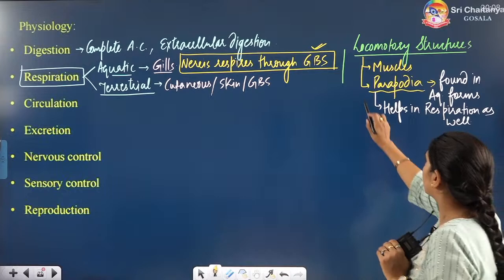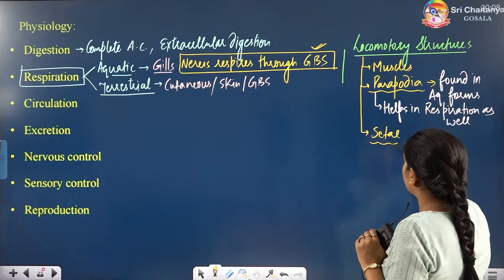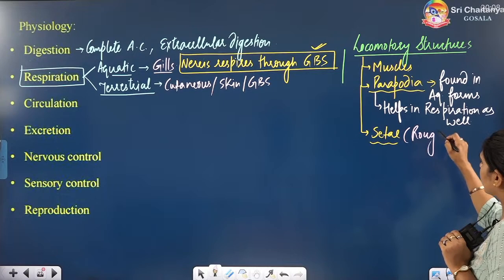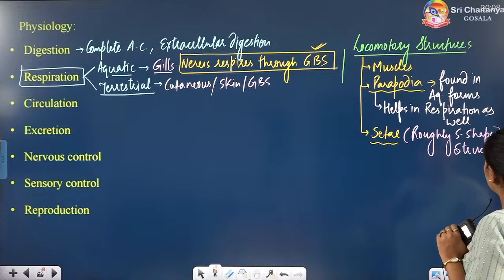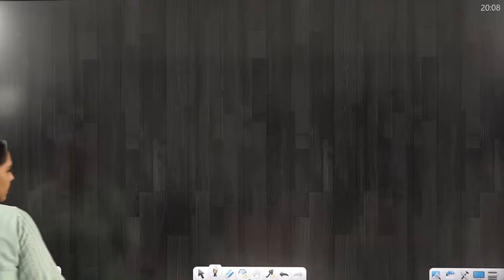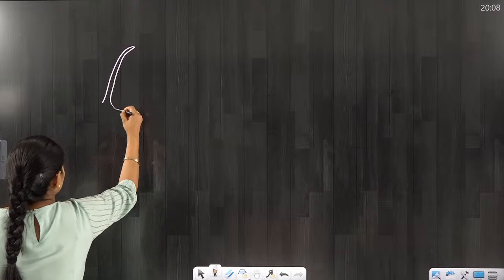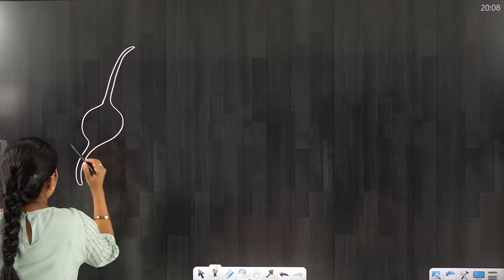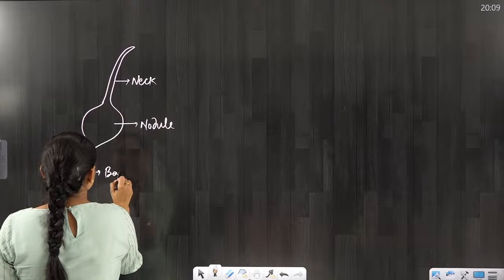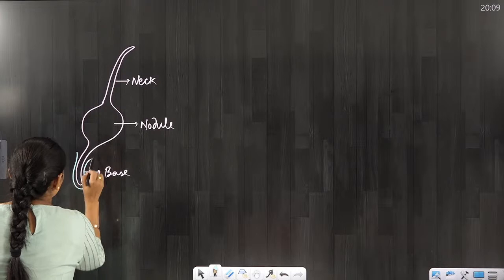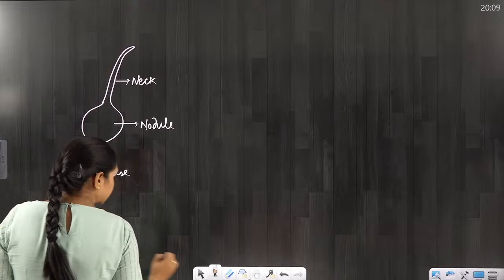Coming to the third structure, beta, very, very important structure, setae. Or they are also known as chaetae. They are roughly S-shaped structures, and they help in the locomotion. So on the next page, I will talk about the setae. If you see setae, they are roughly S-shaped structures. There is a nodule, this is the neck, and this is the base. The base is present in the epidermis. From the epidermis it is coming out. So this is the epidermal pit, and the base is situated in the epidermal pit.